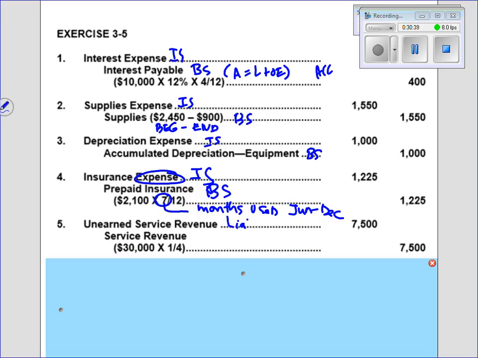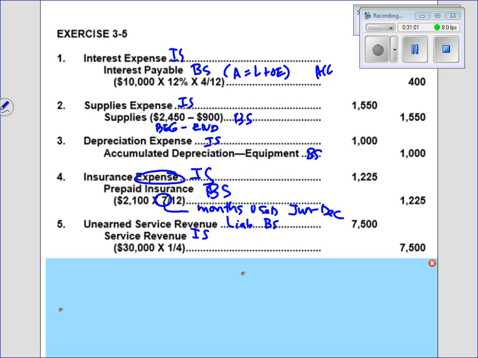This debit is a liability, so that's our balance sheet account. Why is unearned service revenue a liability? We owe these people who have paid us 30 grand. The service revenue side of it, though, is income statement.